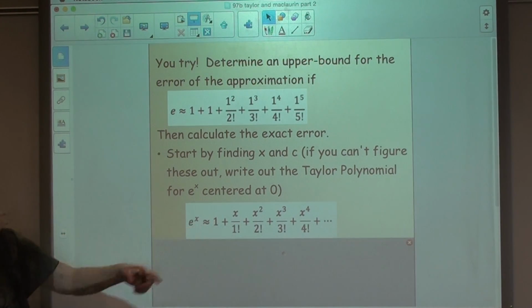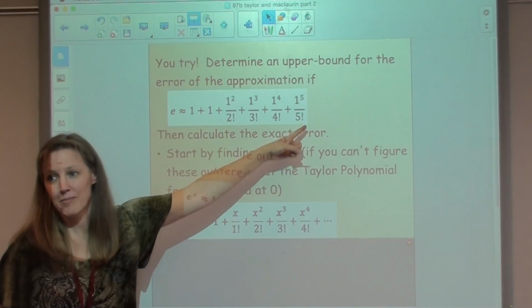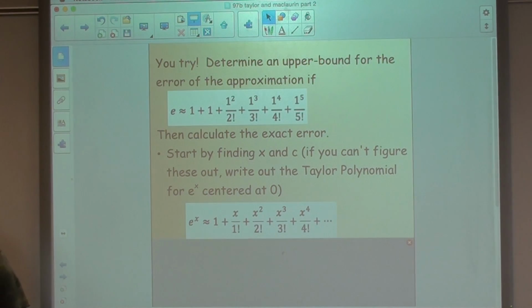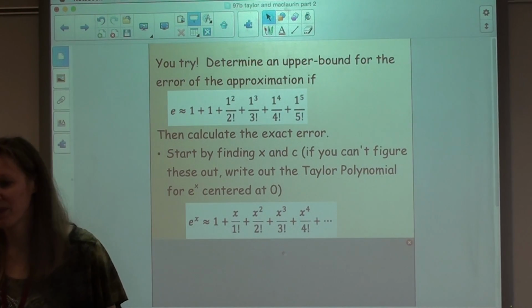All right, I want you guys to try it. You can figure out n by looking at the terms. So you've got your x, you've got your c, you've got your n. What's our c? Oh, 0. Yep. Find that remainder.